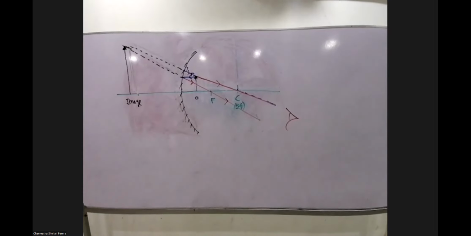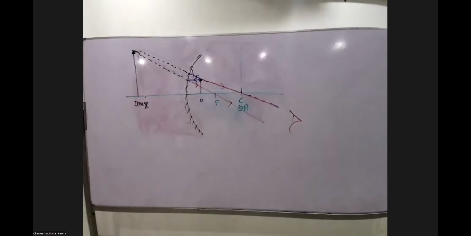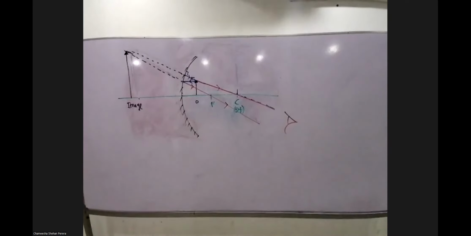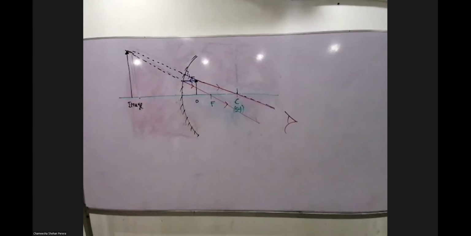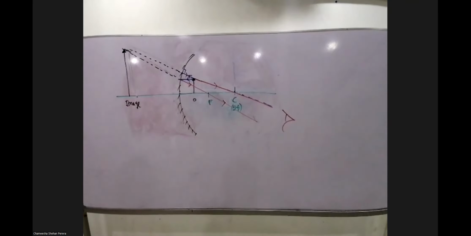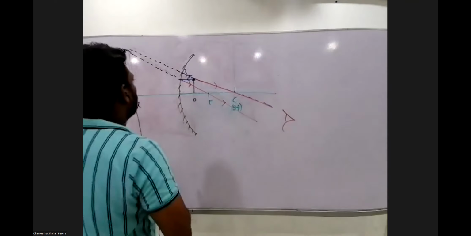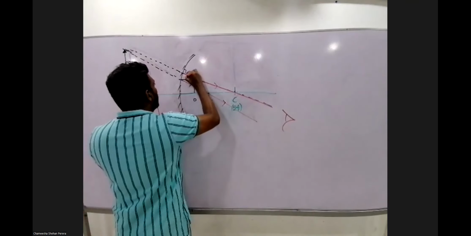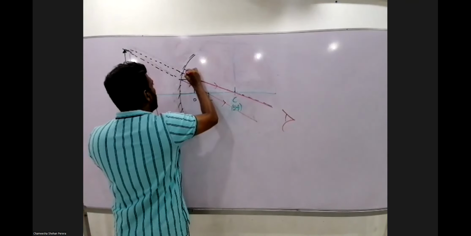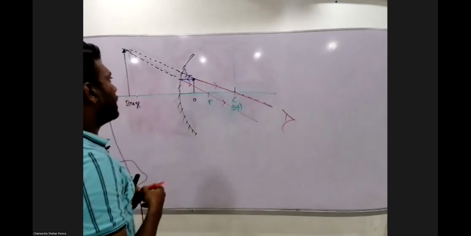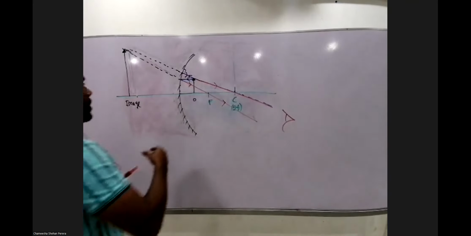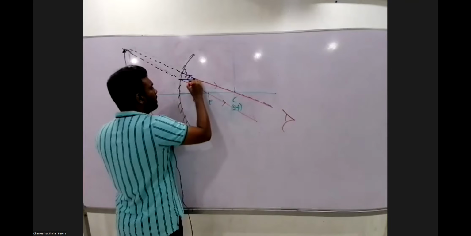Now, shall we talk about the features of this image? Now, tell me, is this image real or virtual? So now we have drawn the ray diagrams, and we can read the ray diagram to get the idea of the features of the image.